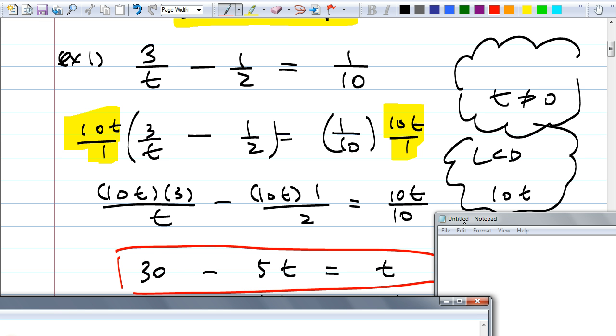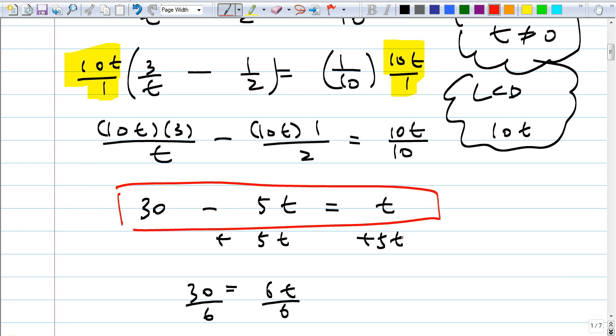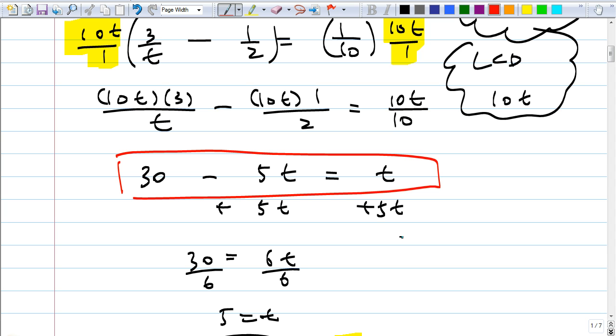Do we know how to solve this simple equation? All we have to do is add 5t to both sides. Then you get 30 equals 6t. Divide both sides by 6. t equals 5. That's it, we're done. Not quite.